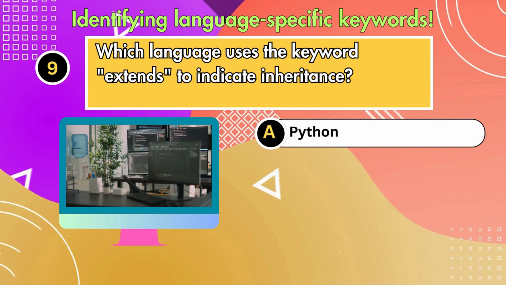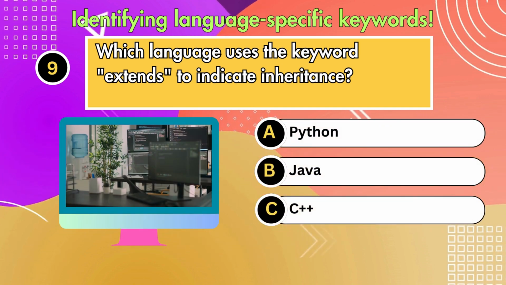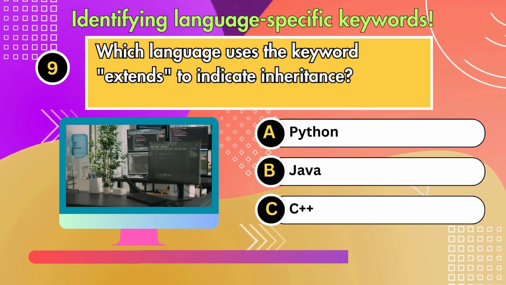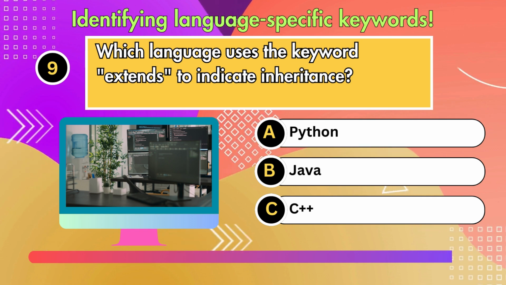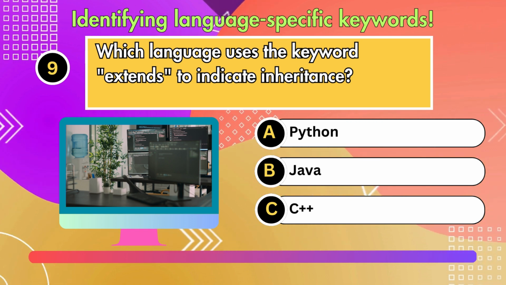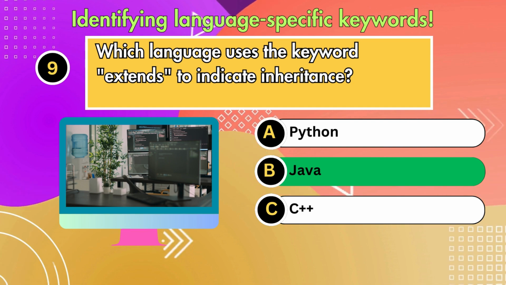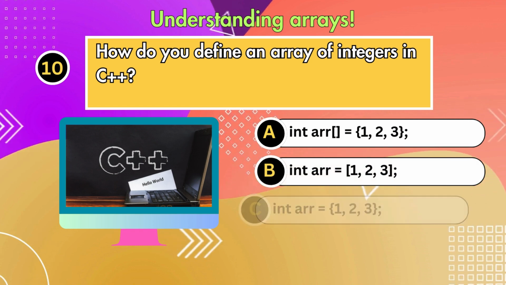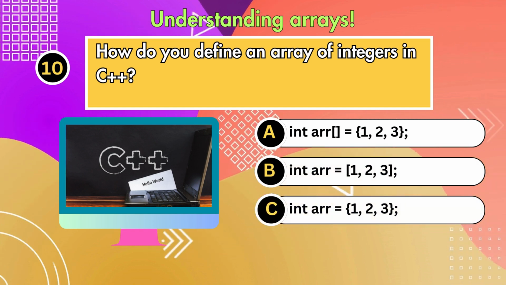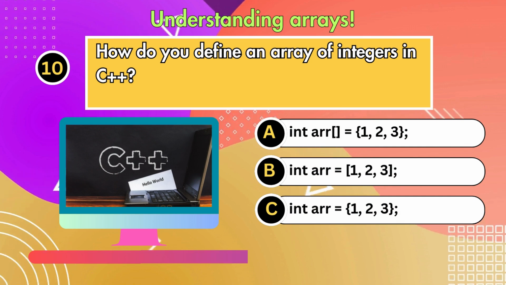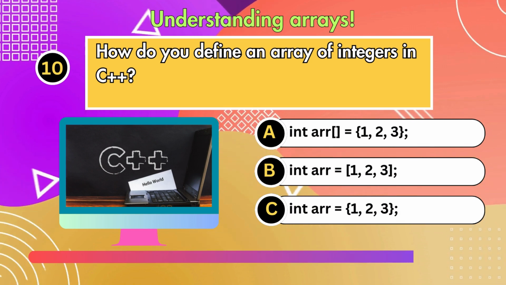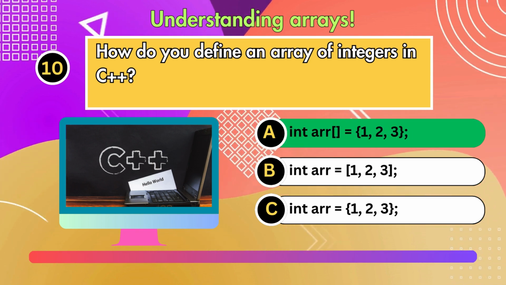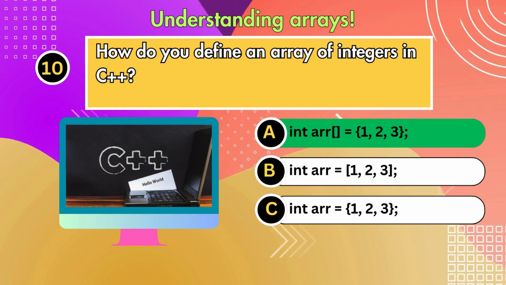Which language uses the keyword extends to indicate inheritance? Answer is Java. How do you define an array of integers in C++? Answer is int arr[] = {1, 2, 3}.